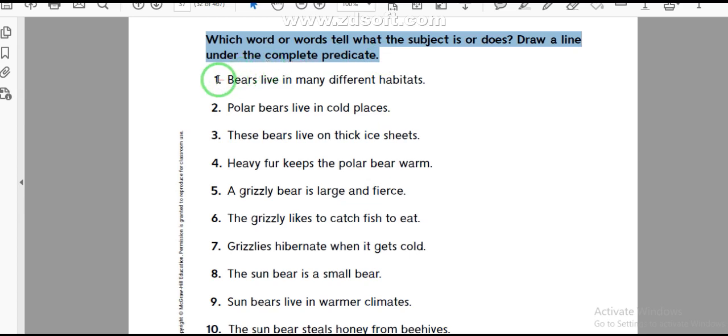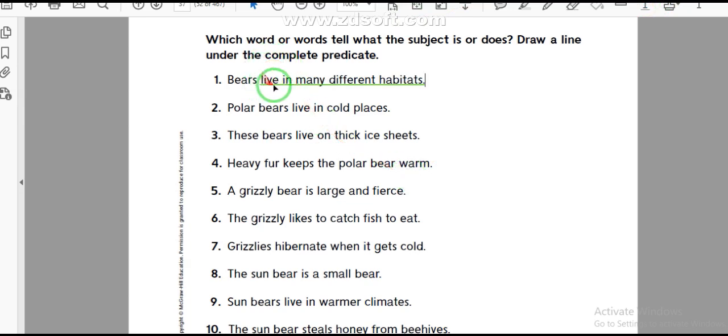Number one, birds live in many different habitats. What happened in this? Birds alone is the complete subject, right? The name. What do birds do? What's the action? Live. Only live or all of this, live in many different habitats? Bravo, all of this. Live in many different habitats. All of this is the complete predicate.